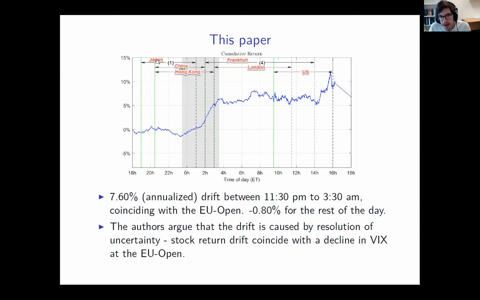So on top here, I added the label of which markets open. So you have Japan, China, Hong Kong. So nothing really is happening here. But when Frankfurt and London markets start to open, this coincides with the increase in the drift. And the main punchline of the story of the paper is that this drift is caused by uncertainty resolution.